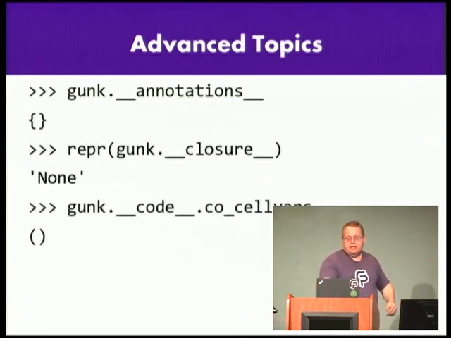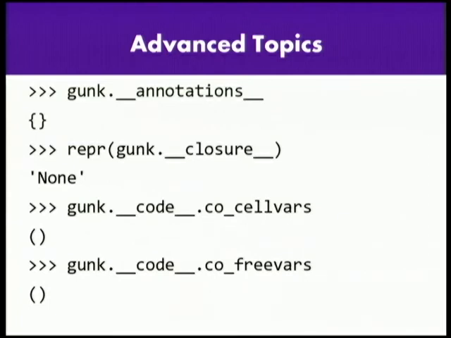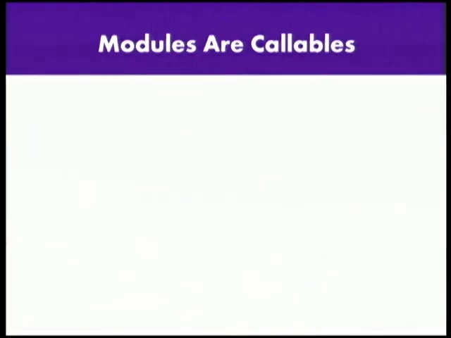And then we have cellvars and freevars. Again, gunk is neither a nested function, nor does it contain any nested functions, so it has neither cellvars nor freevars. These are both empty tuples. I think that's the last time, nope, there's one more time I'll talk about cell vars and free vars.